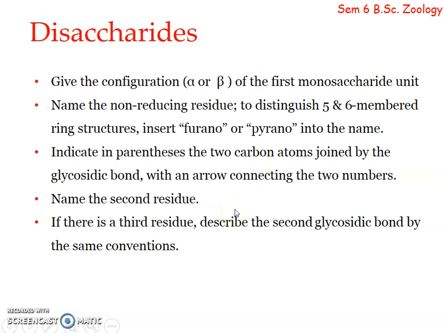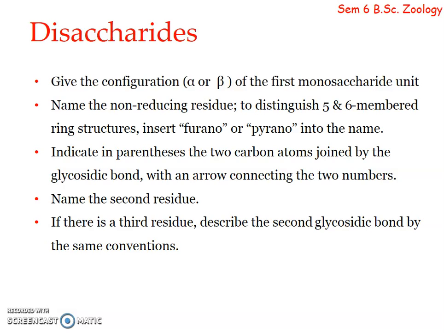How do you name a particular disaccharide? These are a few points you can follow to name the disaccharide. First, we have to name the bond with the configuration of the first monosaccharide unit. A disaccharide is formed of two monosaccharide units, but while naming, we consider only the configuration of the first monosaccharide, whether it is the alpha or beta form.